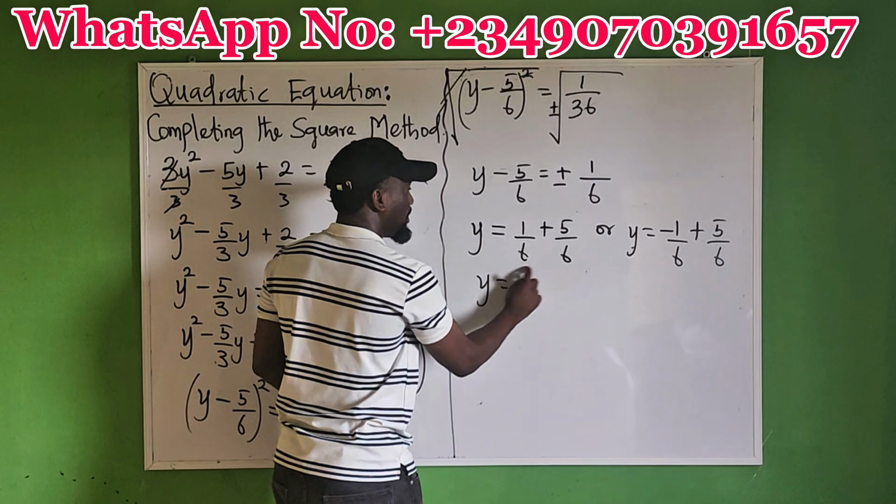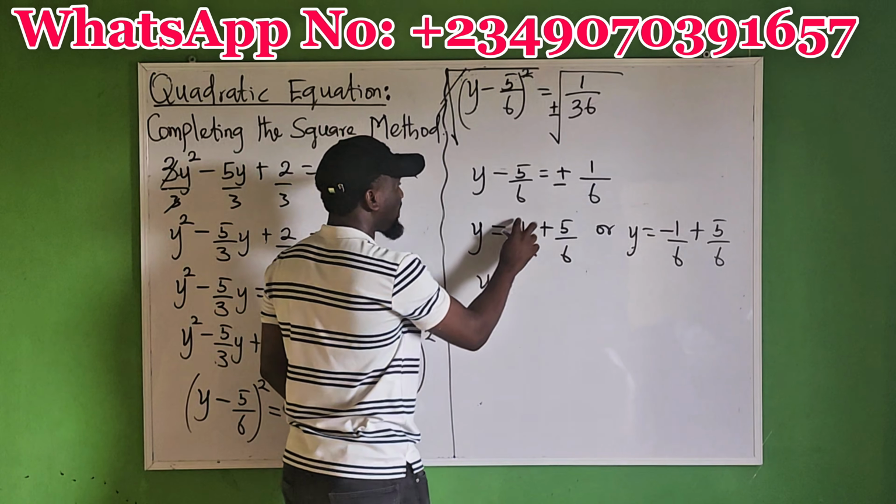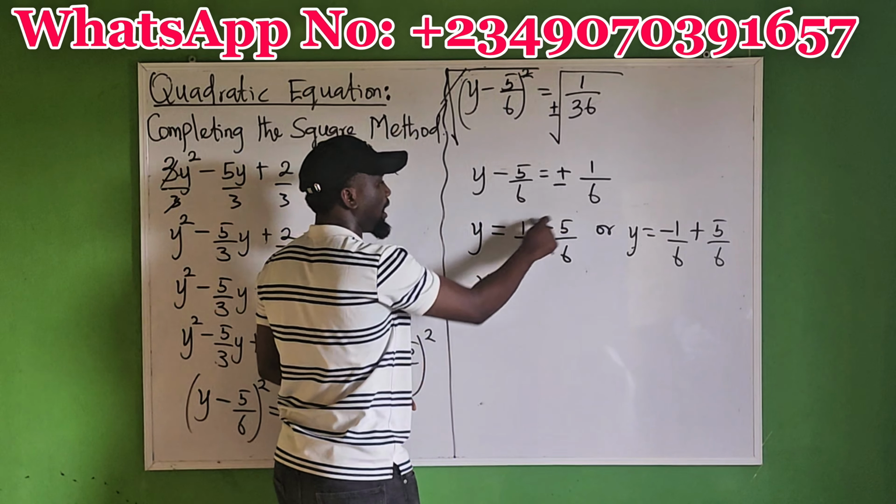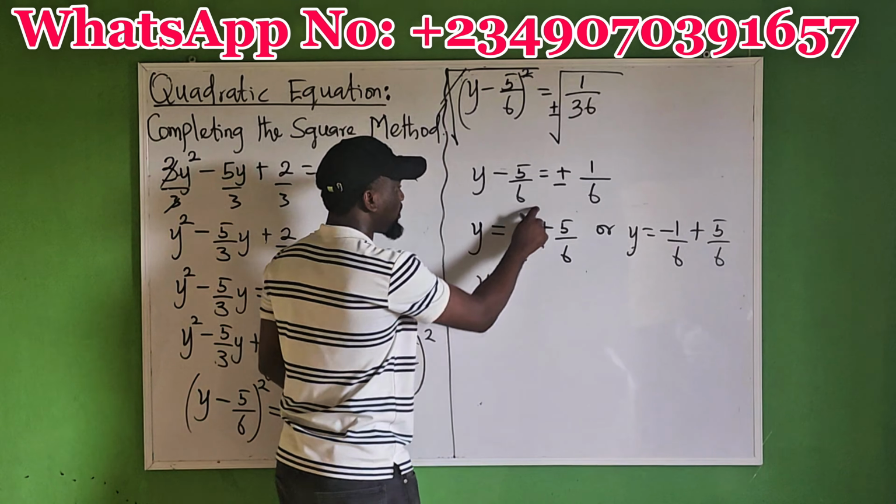They have the same denominator, so just add up the numerator. That is 1 plus 5, which is 6. 6 divided by 6 will give us 1. Like I said, they have the same denominator. You don't need to find the LCM. Just add up the numerator. So 1 plus 5 is 6, and 6 divided by 6 is 1.